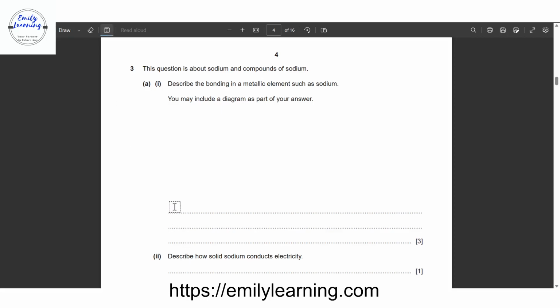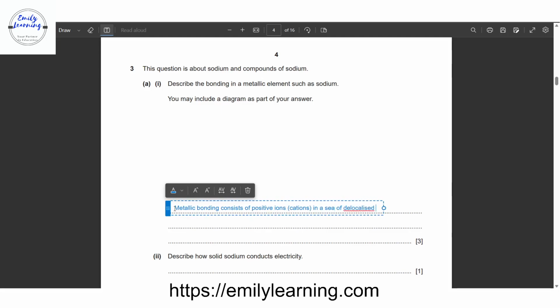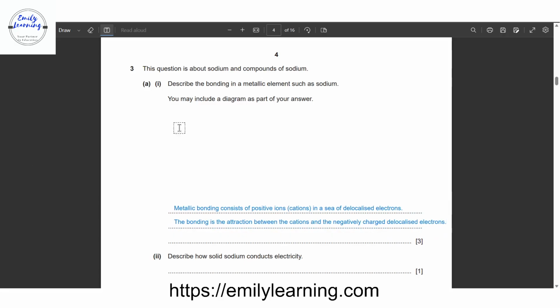So you need to talk about metallic bonding consists of positive ions or cations in a sea of delocalized electrons. Okay, the bonding is the attraction between the cations and the negatively charged delocalized electrons. Okay, so they say you may include a diagram. If you write this, you do not need to include a diagram.